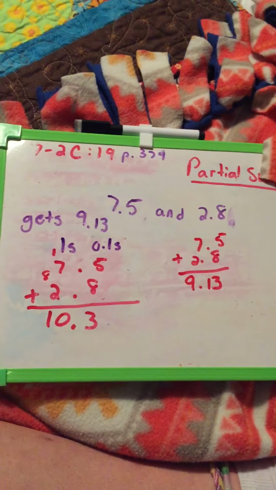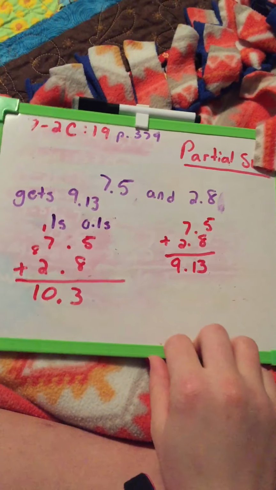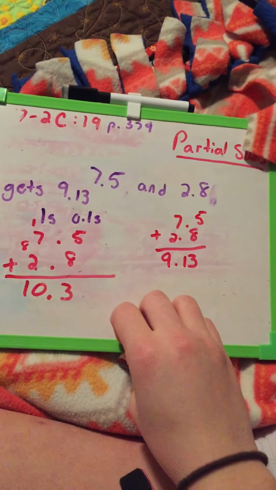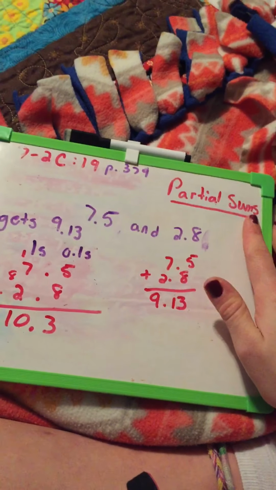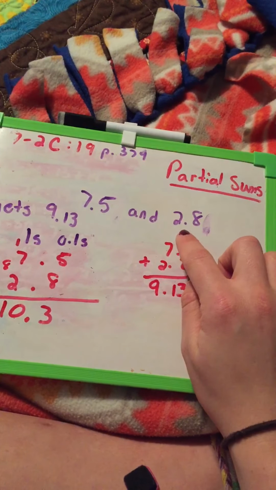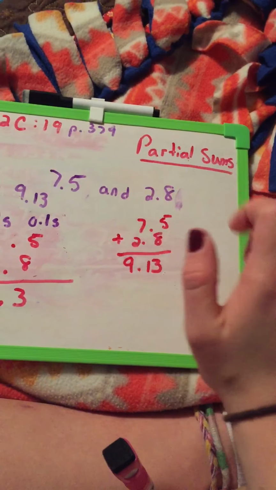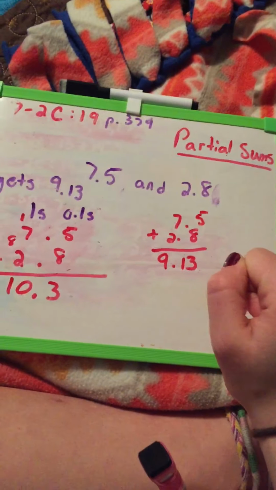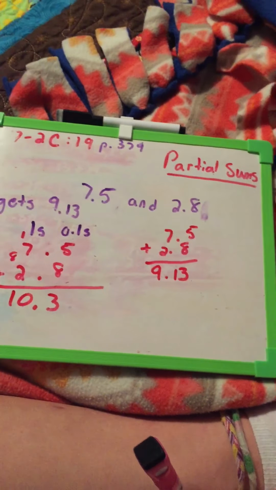I feel like it's almost easier to explain partial sums, maybe even with a bigger number. You can use more place values, but partial sums is about simply understanding our place values and helping the students see and know the place values on the right side and the left side of the decimal point. That is all for Chapter 7 on partial sums.